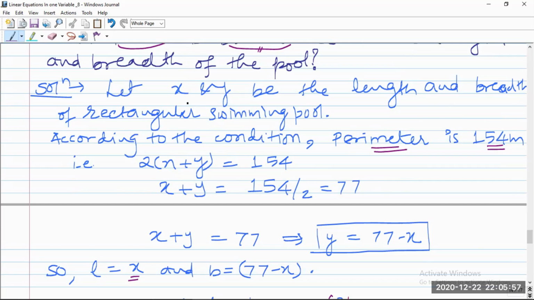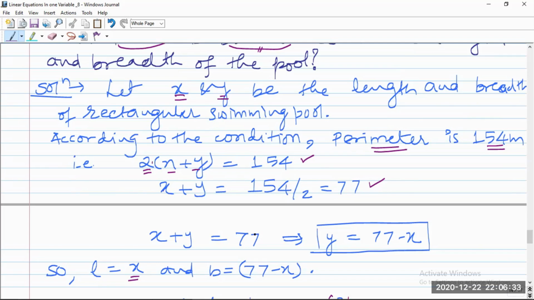Here we have considered the length and breadth as x and y. So I can write the formula for the perimeter as 2 times (x plus y), and it is given as 154 meters. Transferring this 2 to the right side, since it is multiplication, I need to divide by 2 on both sides. So dividing by 2, it gives us x plus y equal to 154 upon 2, which is 77, or we can say x plus y equals 77.